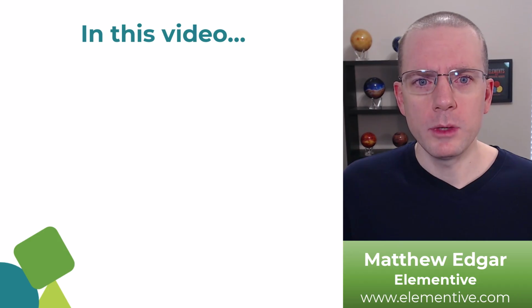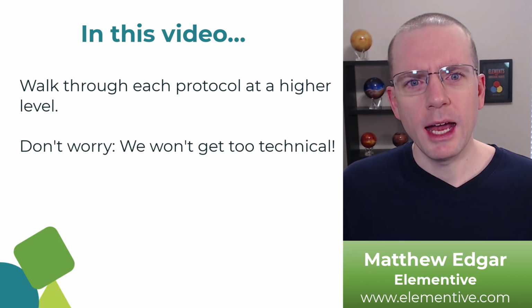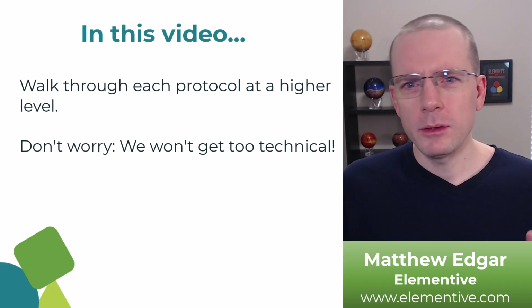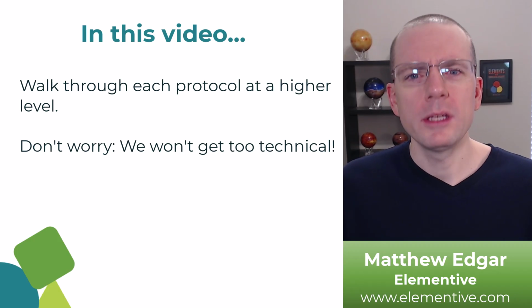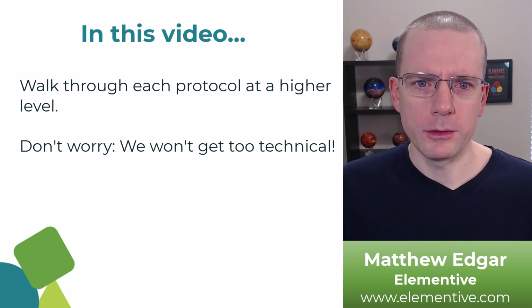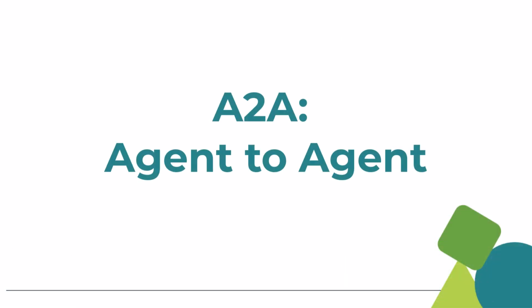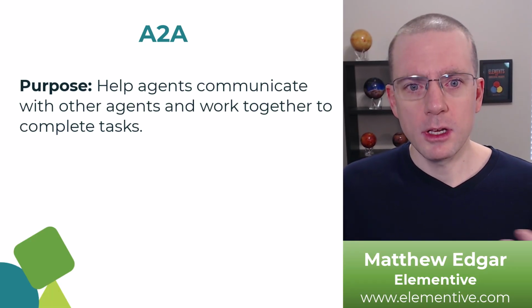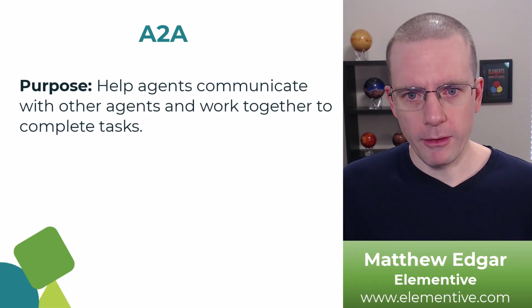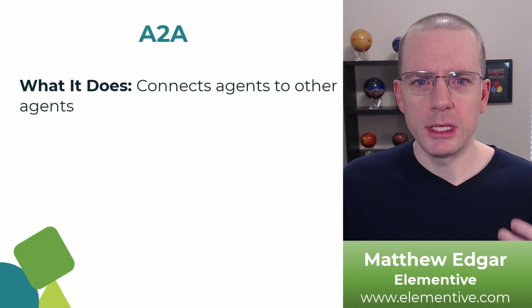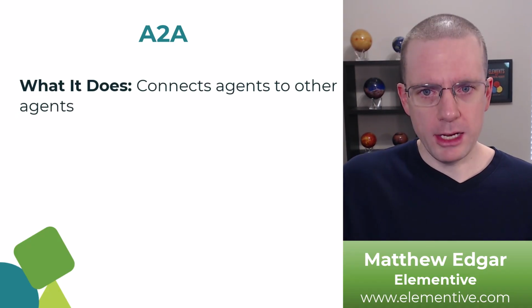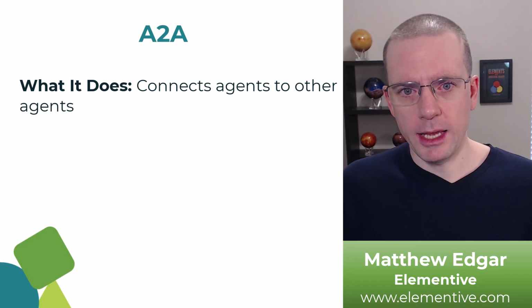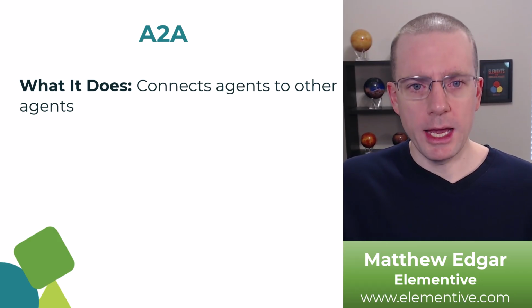I want to walk through each of these protocols, at least at a high level, and help you get some context around what you need to know about each of the protocols. Let's start off with A2A, agent to agent. So the purpose of A2A is it helps different AI agents communicate and work with each other. So A2A is going to connect agents to other agents. So this is how an AI agent talks to another AI agent.